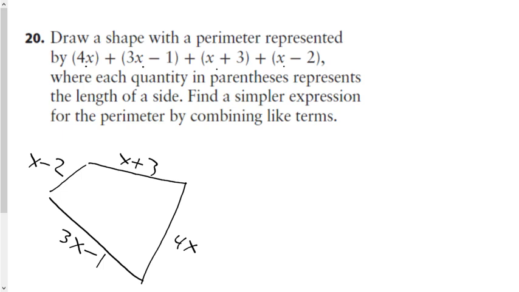Find a simpler version for the perimeter by combining like terms. So the perimeter would be the sum of all sides, or an x plus a 4x plus a 3x, which is 9x. And then a negative 2 and a negative 1 make negative 3, and a negative 3 and a positive 3 make 0. And since 4x doesn't have a constant, my constant terms are going to cancel each other out, leaving me with a simplified perimeter of just 9 multiplied by x.